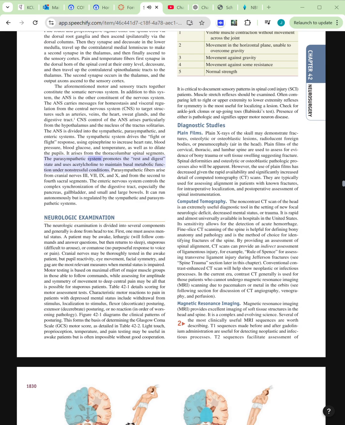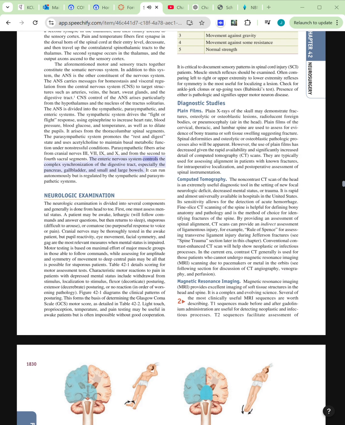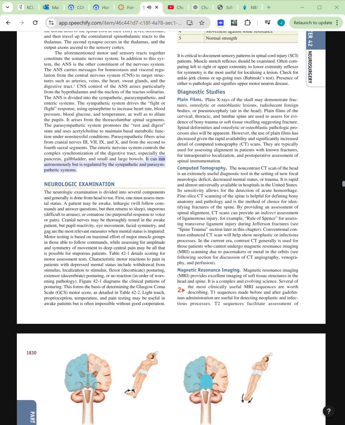The parasympathetic system promotes the rest and digest state and uses acetylcholine to maintain basal metabolic function under non-stressful conditions. Parasympathetic fibers arise from cranial nerves III, VII, IX, and X, and from the 2nd to 4th sacral segments. The enteric nervous system controls the complex synchronization of the digestive tract, especially the pancreas, gallbladder, and small and large bowels. It can run autonomously, but is regulated by the sympathetic and parasympathetic systems.